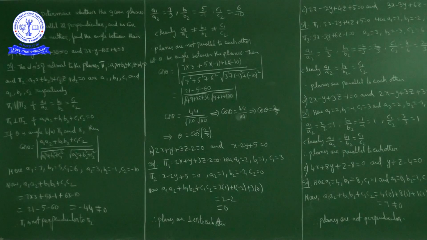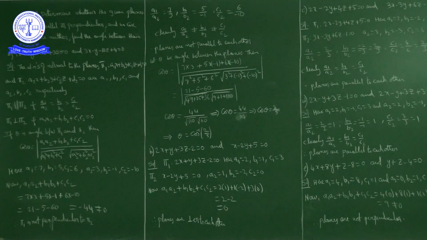Now, if theta is the angle between the planes pi 1 and pi 2, then we have a condition: cos theta is equal to the magnitude of a1 a2 plus b1 b2 plus c1 c2, upon square root of a1 square plus b1 square plus c1 square, into square root of a2 square plus b2 square plus c2 square. These are the conditions.